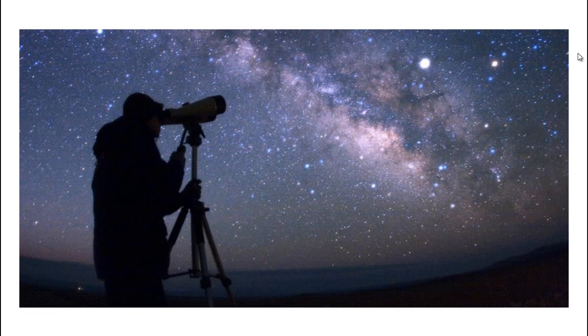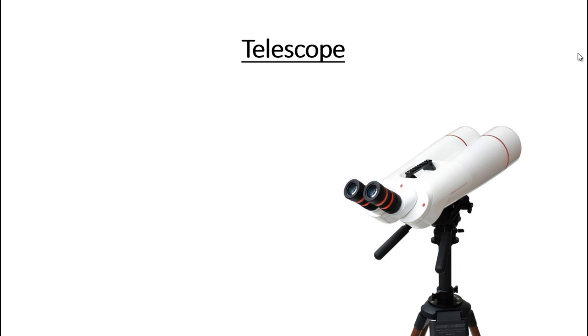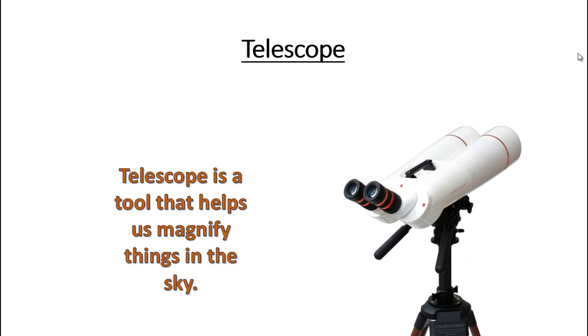What is a telescope? This is a telescope. A telescope is a tool. We can use it to look at very far away things in the sky, because a telescope can magnify things. You remember this word? Magnify means to make something look bigger. And a telescope is a tool that helps us magnify things in the sky. If I had a telescope, I'm gonna use it to look at the moon, at the stars, at the planets.